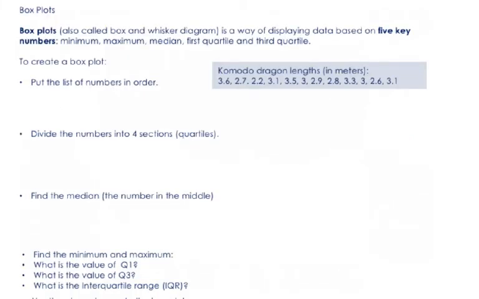Alright, so let's look at some box plots. Box plots can also be called box and whisker. That's probably what you've known them as. And they display 5 key numbers: the minimum, the maximum, the median, the first quartile, and the third quartile. In order to do this, the first thing you do is put the numbers in order from least to greatest. So I'm going to pause the video and do that. You can do it along with me.